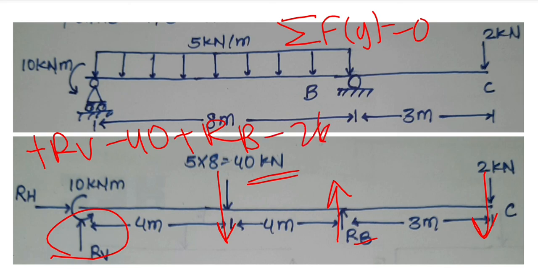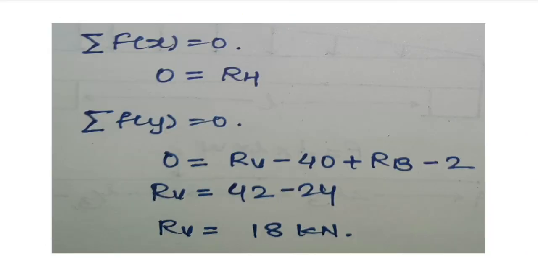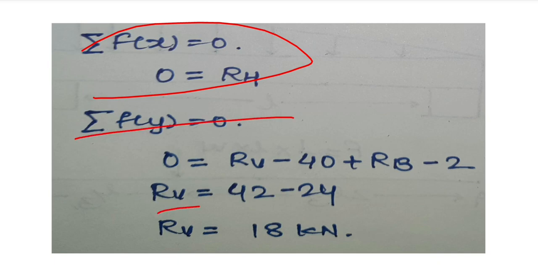So minus 2 kilonewton. And what do we know? The value of RB is equal to 24 kilonewton. So we will put it in. So see here, in this equation, 0 equals RV minus 40 plus RB minus 2. So we get RV equal to 18 kilonewton.